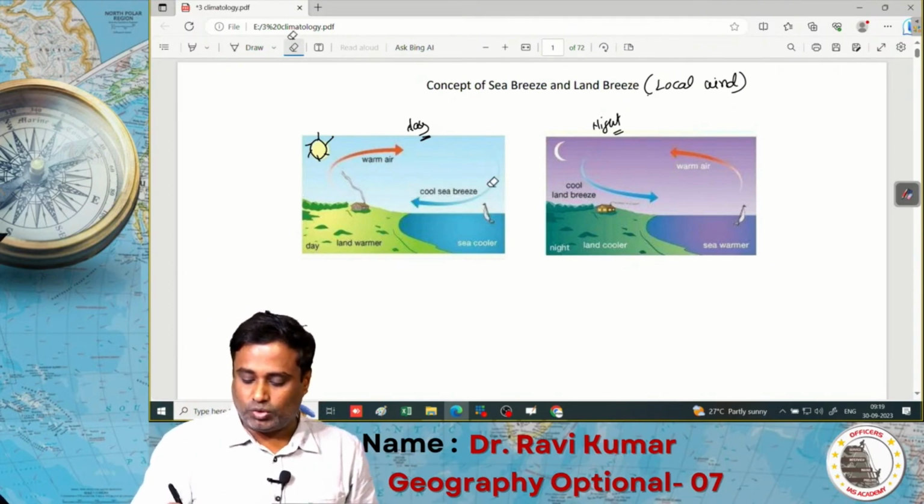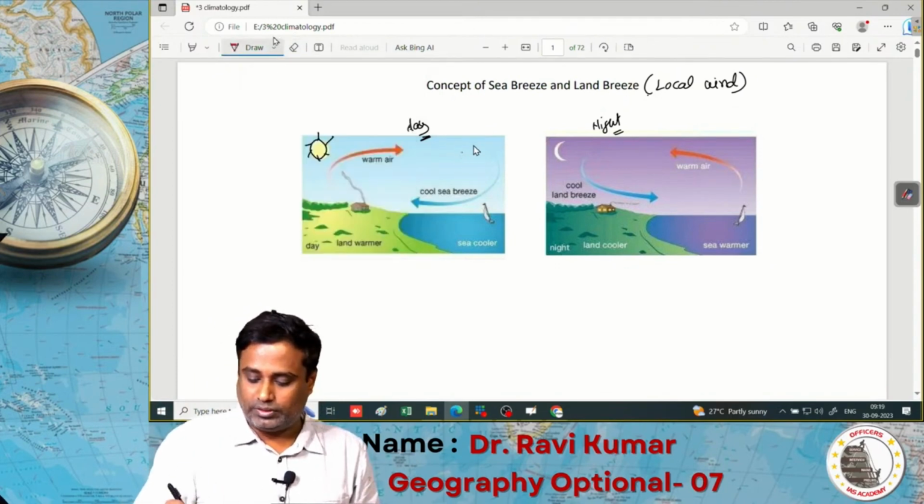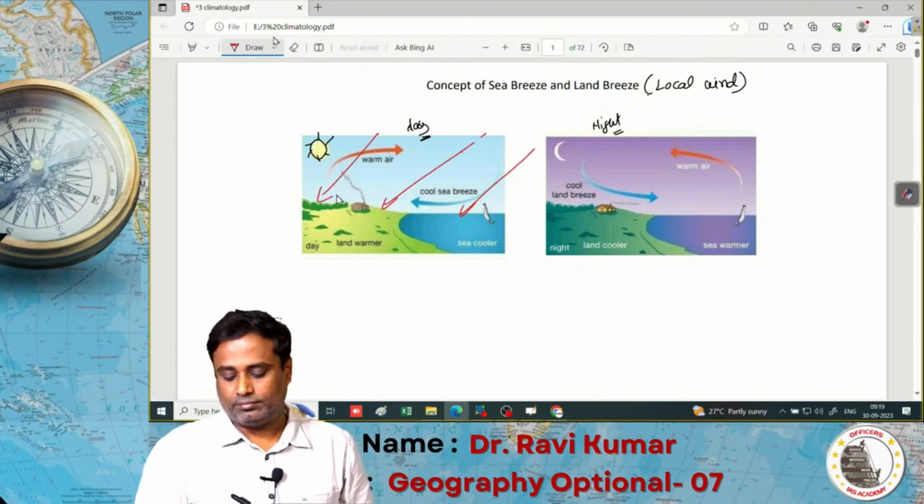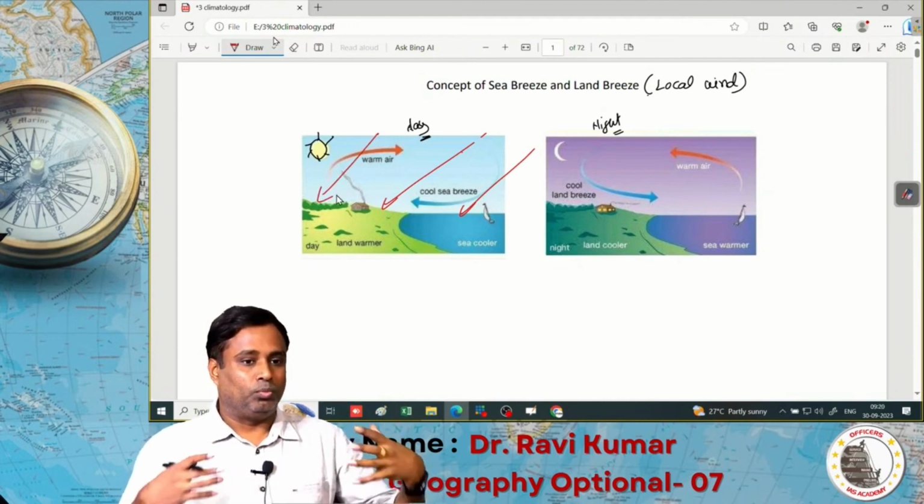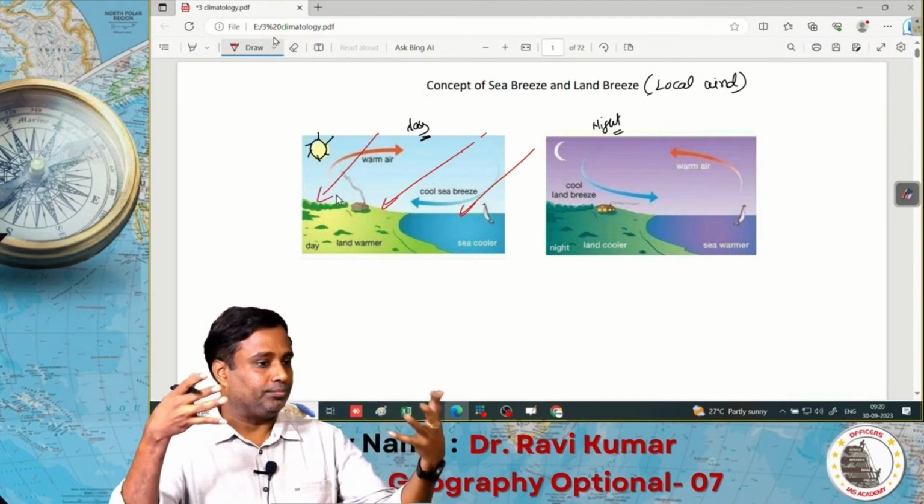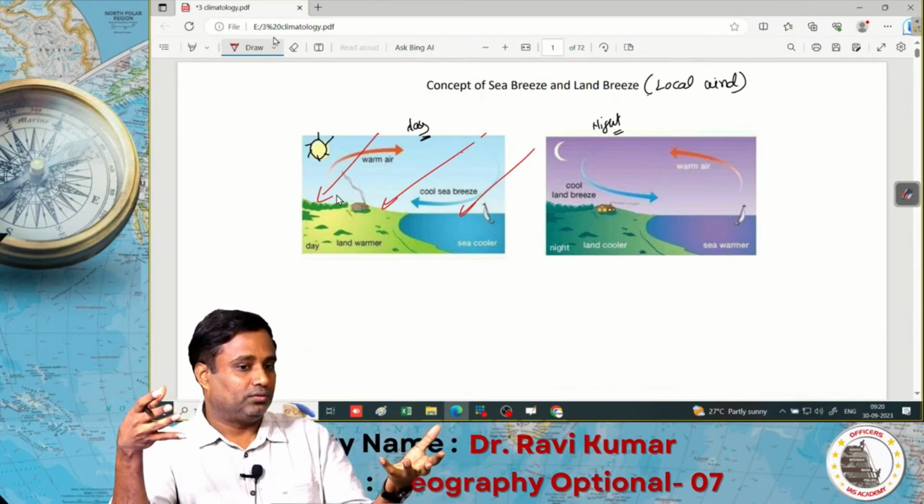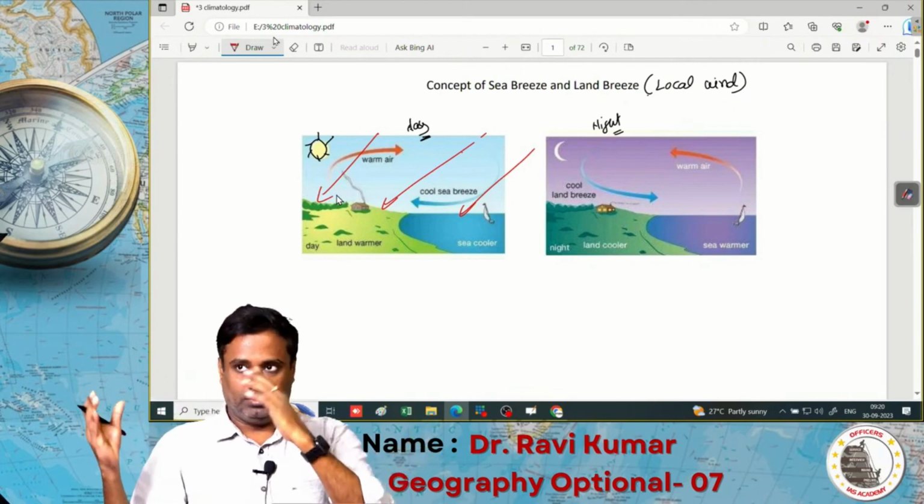Now sunlight directly falls over here. So it's exactly early morning. Now land and ocean both started to get heated up. Which will get heated faster? Land gets heated faster.